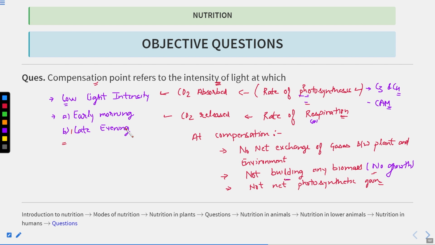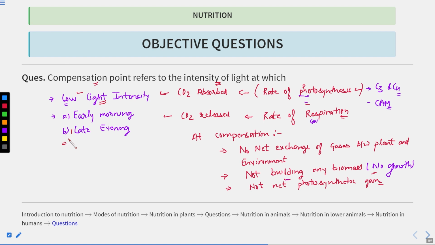This is clear. At low light intensity, the rate of photosynthesis is very less. We have also discussed that the rate of photosynthesis depends on light intensity. Initially, if you increase the intensity of light, the rate of photosynthesis will increase, but at very high light intensity the rate of photosynthesis decreases, because of the photooxidation of the chlorophyll molecule.